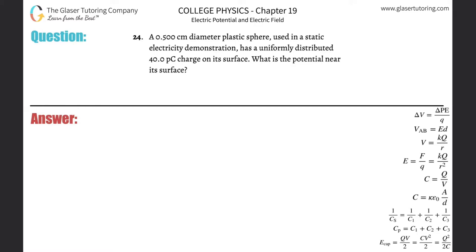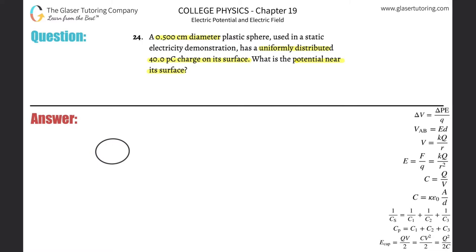Number 24, a 0.5 centimeter diameter plastic sphere used in a static electricity demonstration has a uniformly distributed 40 picocoulomb charge on its surface. What is the potential near its surface? Okay, so this question is worded a little strange. We're going to have to manipulate something here.